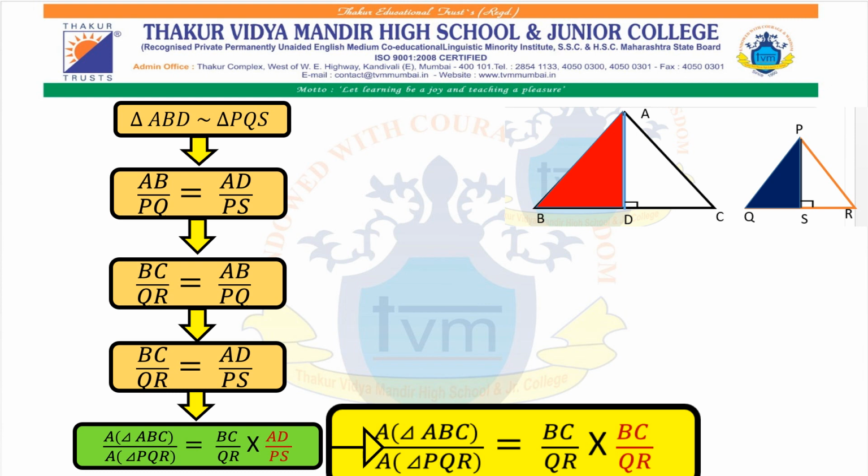If you have proved it is equals to BC square upon QR square, you have proved it is equals to ratio of squares of remaining two sides also, because BC upon QR is actually equals to AB upon PQ, which is also equals to AC upon PR. So this will give you our proof.